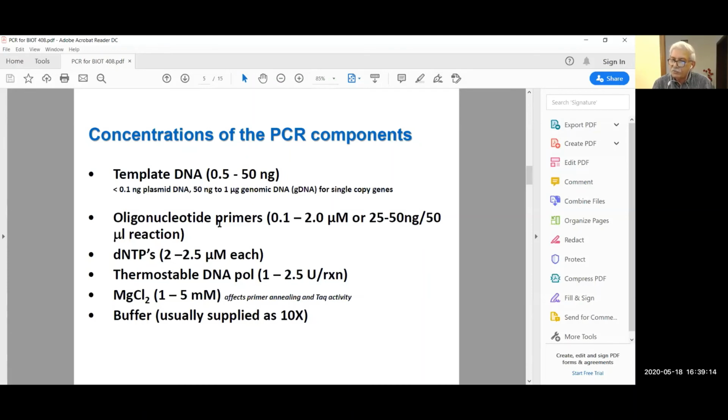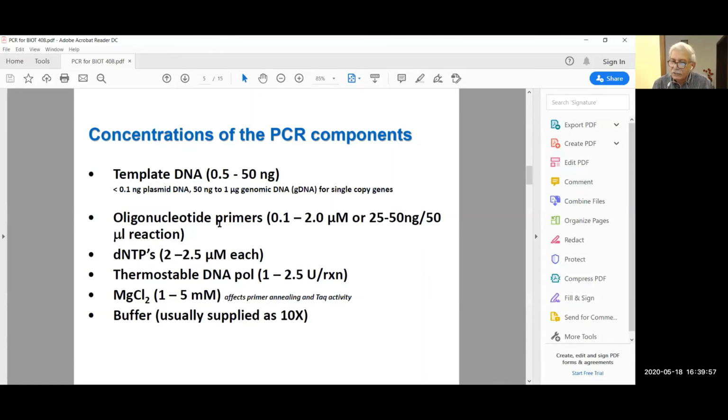It means we need to dilute that 1 microliter from the stock, which is 1 microgram per microliter concentration, 40 times. It means take 1 microliter and dilute it in 39 microliter of water, and that gives you 25 nanogram per microliter. And then you use 1 microliter from there in your PCR reaction. So your PCR reaction contains a total of 25 nanogram of the primer.